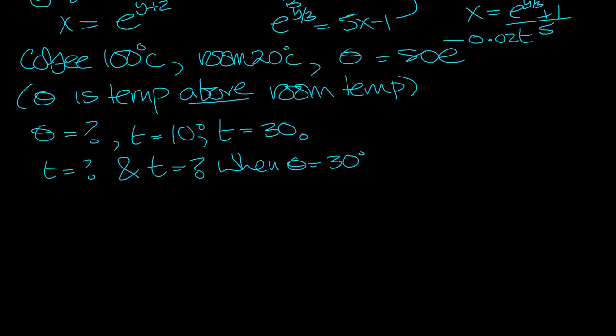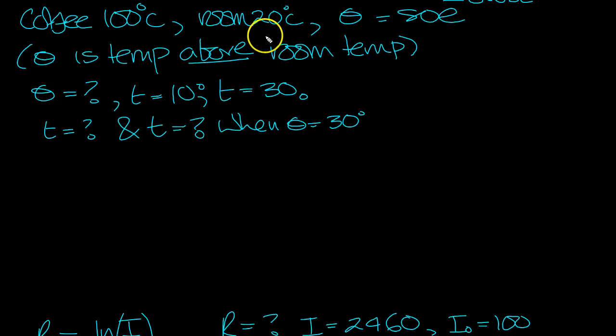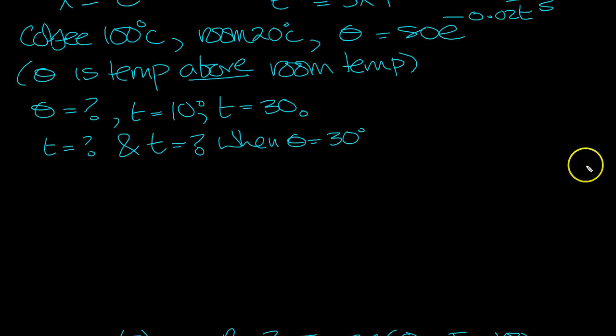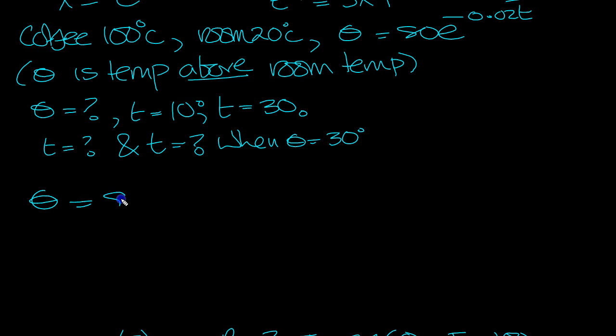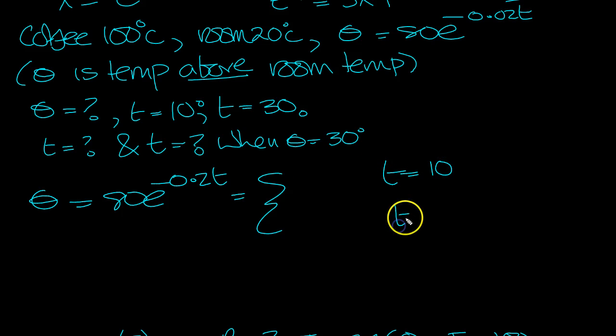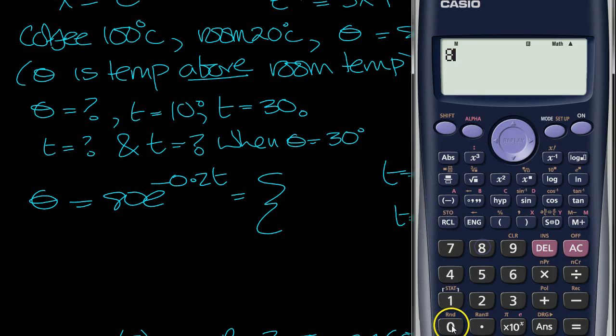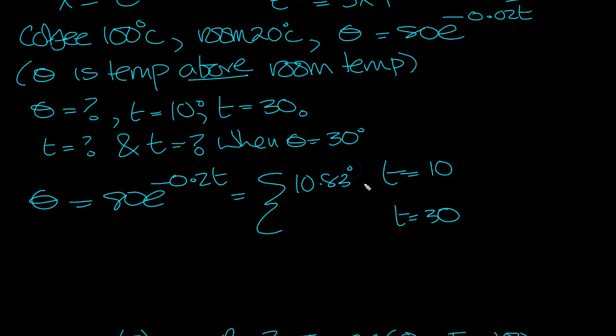Now let's look at the next example. We've got a cup of coffee. Room temperature is 20, and theta is the temperature above room temperature, theta equals 80 e to the minus 0.02t. Okay, good. So there's the formula. Theta is temperature above room level. What's theta equal to when t is 10 and t is 30? Let's put it in our calculator. 80 times e to the minus 0.2 times t, which is 10 on the first instance. 10.83 degrees centigrade.